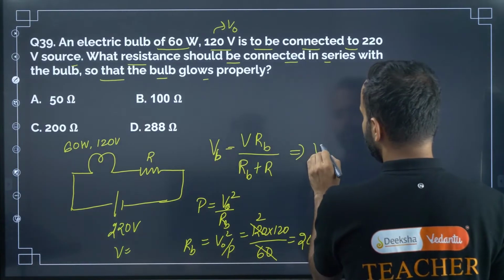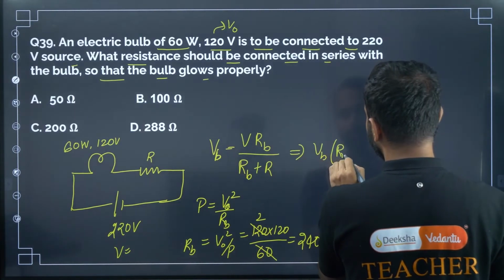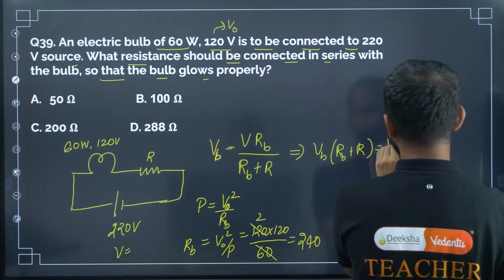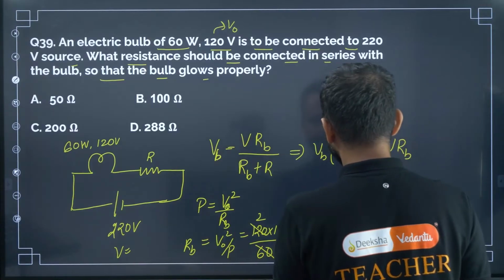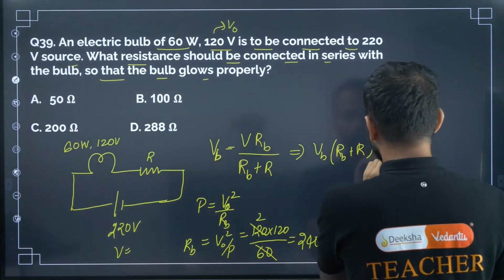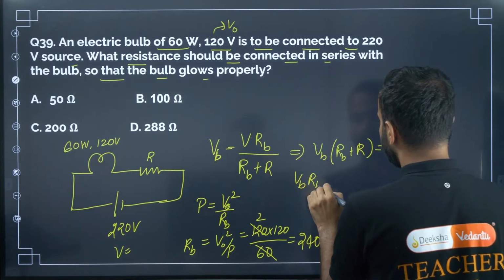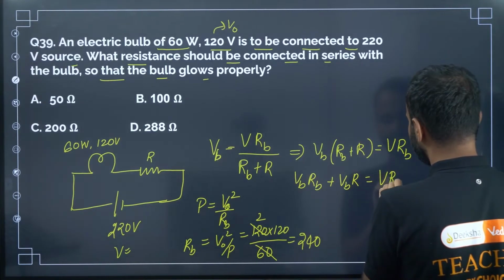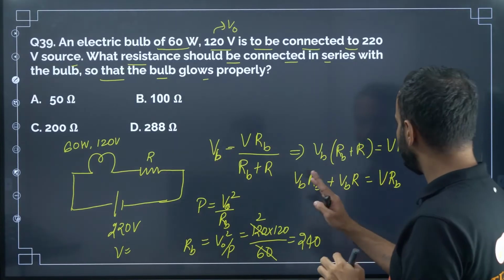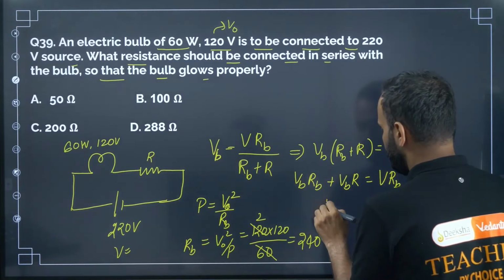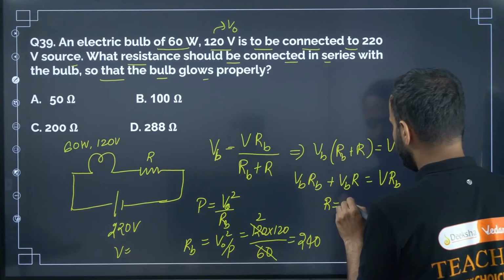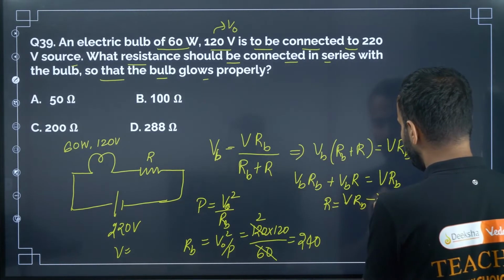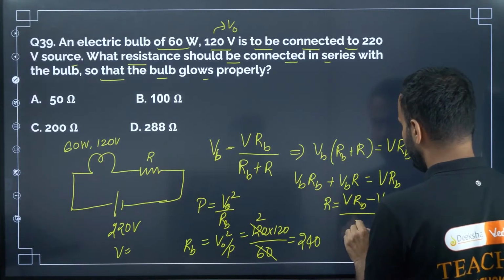So now here VB into RB plus R equal to V into RB, right? So now VB RB plus VB into R equal to V into RB. So now take VB RB to the other side, right? So now here R equal to V into RB minus VB RB divided by VB.